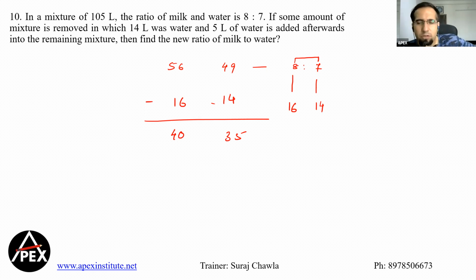Now, what is the question talking about? The question says that I am adding 5 liters of water in the remaining mixture. That means I've added 5 liters of water, which means in the end we have 40 and 40, and therefore the answer is 1:1.